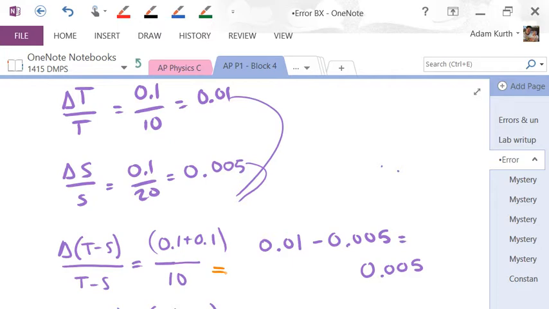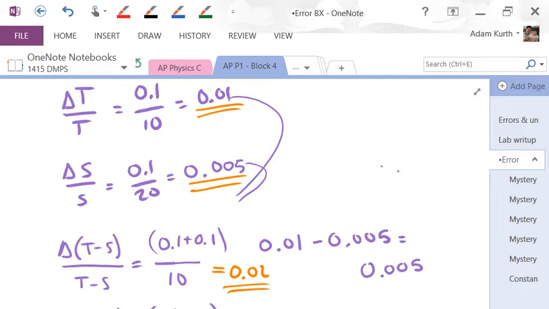So what did you get? 0.02? And then 0.006. Now if we look at all 4 of them, 1, 2, 3, 4, which one's the biggest? T minus S. There you go. That is the correct answer. Yes, that is how you do it.